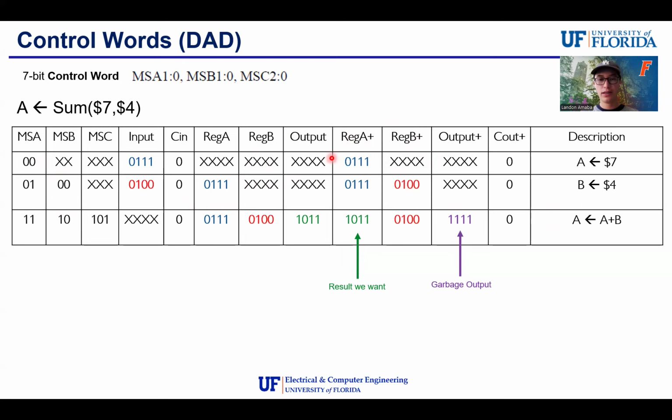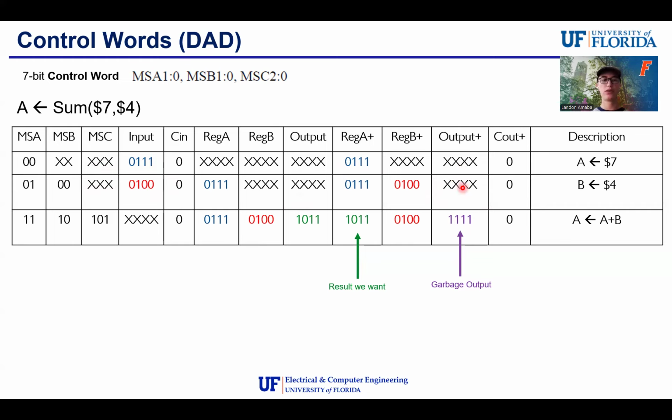So now at this line, we'll clock. And since we defined A to just get loaded with the same value as before, this will stay. And now this new input will be loaded into register B. And again, MSC is currently don't cares, so we don't care. And then this brings us to our last step.